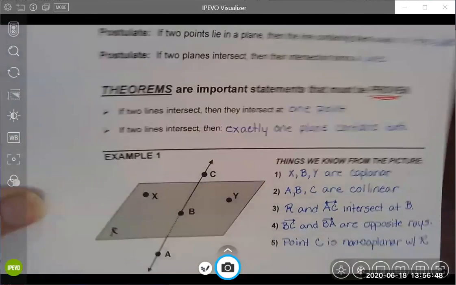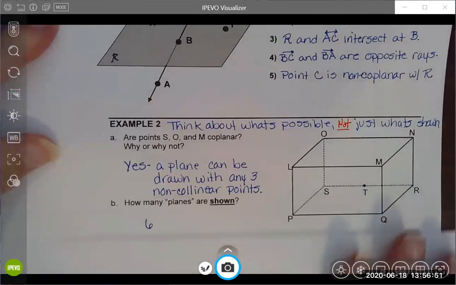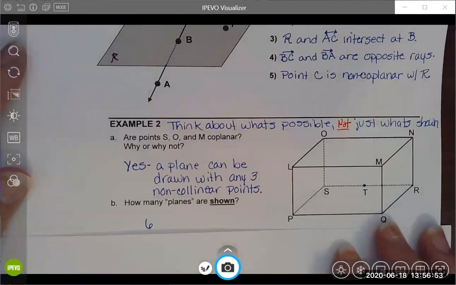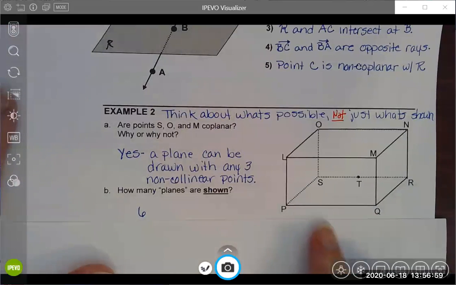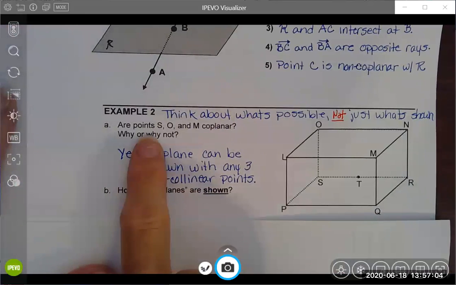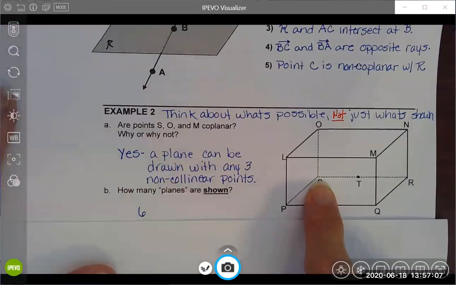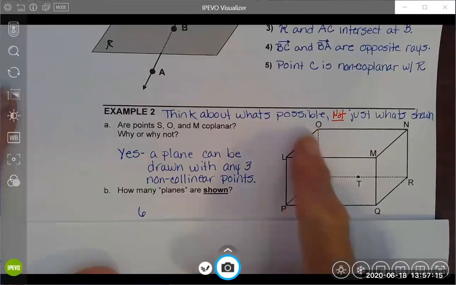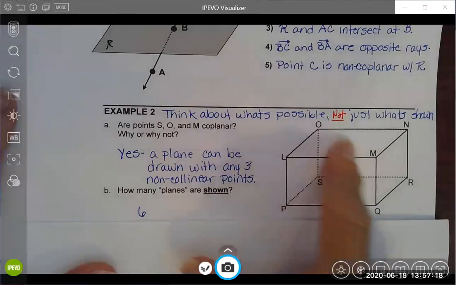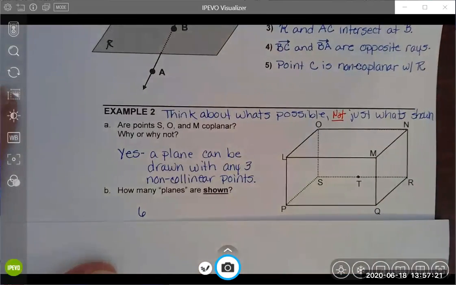These are the things that we do see. Here's another example. Remembering that we're going to think about what's possible, not just what we see. So if I look at this one, it says our points S, which is down here in the corner, point O up in the top corner, and point M coplanar. Well, as drawn, absolutely not. But if you think of this as a block of cheese, perhaps, you could definitely slice this cheese along the diagonal, and then O, S, and M would be on the same plane.